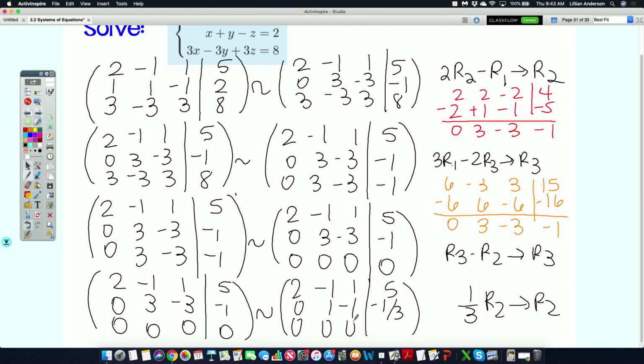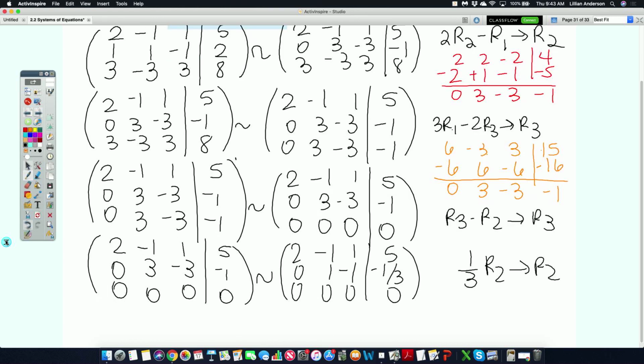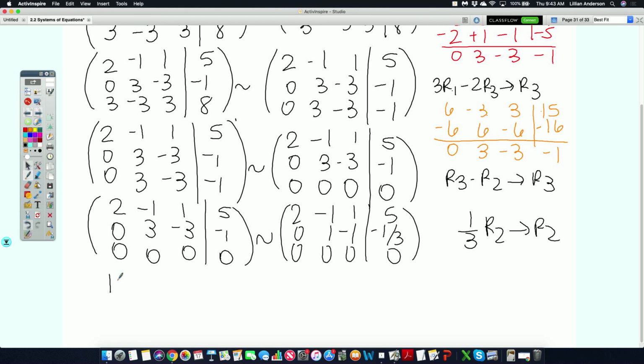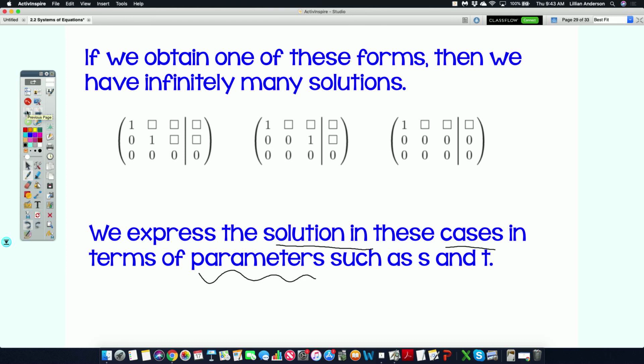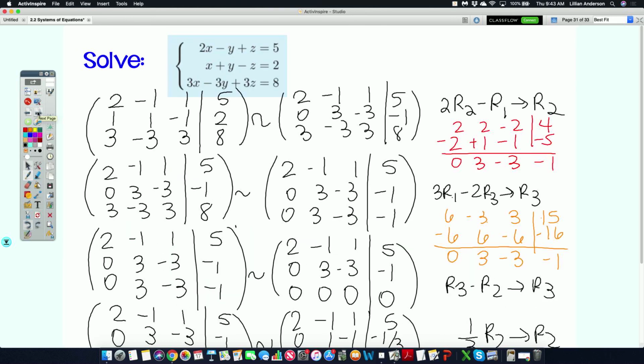I have 2 examples of this. So what's the solution here? There are infinitely many because you have zeros all along that bottom row. But remember, like was stated before, we express the solution in these cases as parameters such as s and t. So what parameter am I going to use, s or t?